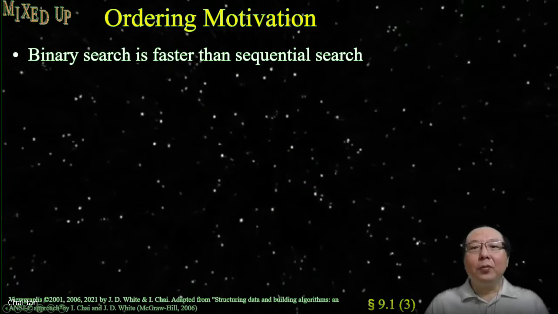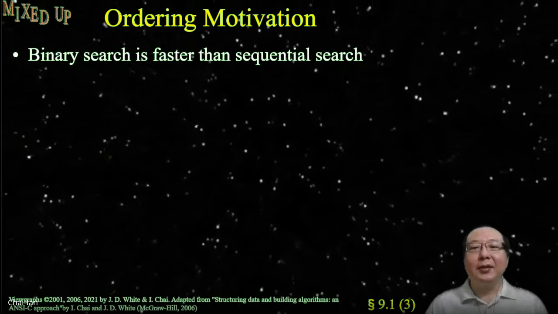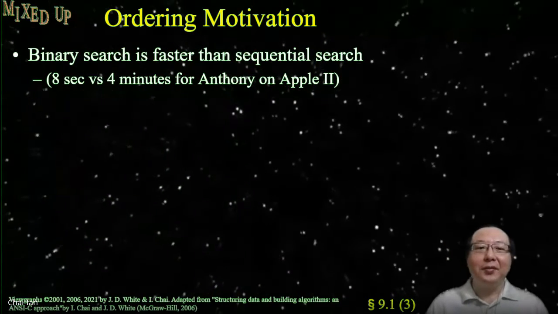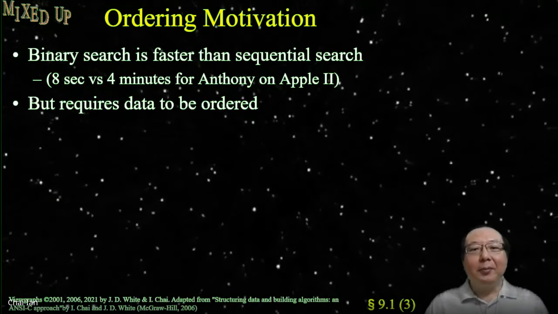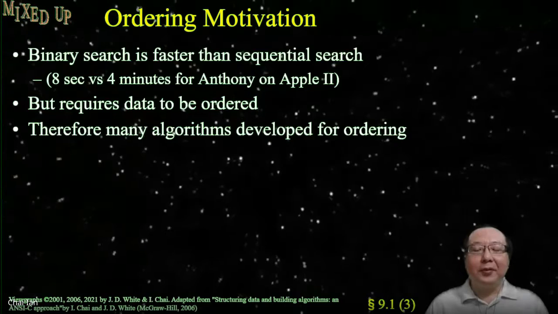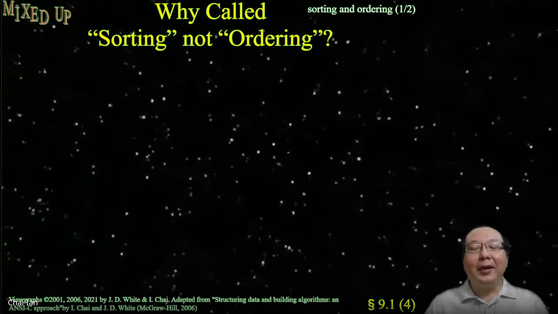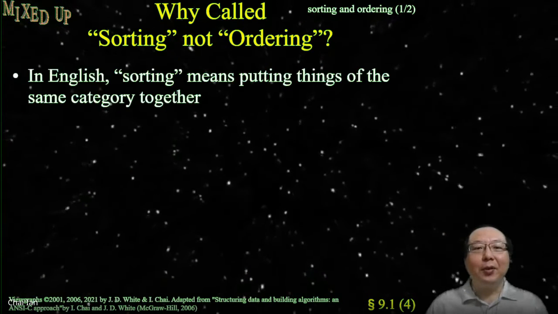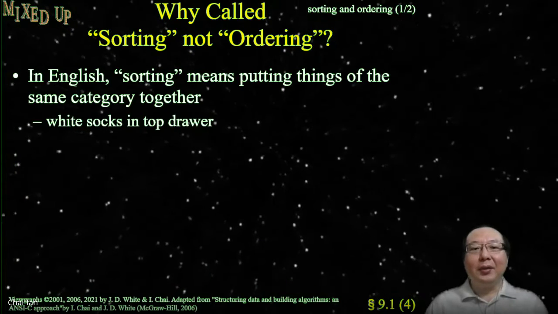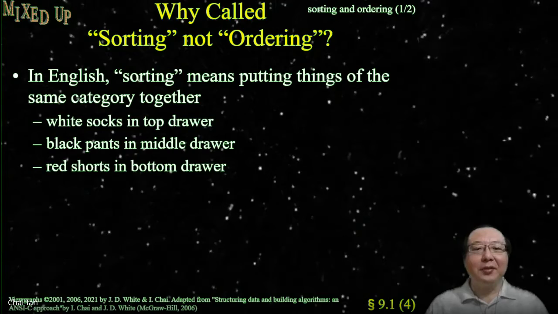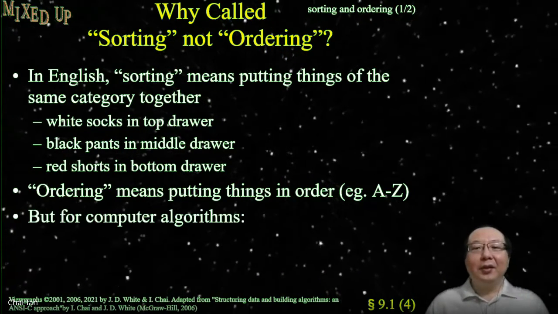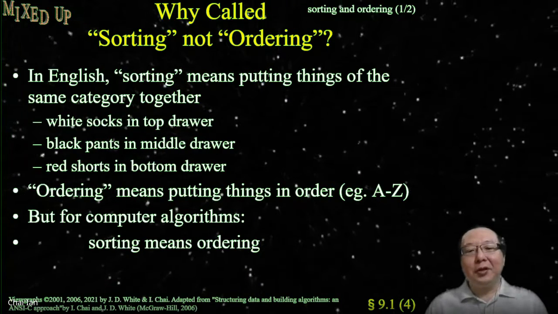We have seen earlier that binary search is faster than sequential search. For example, on my friend Anthony's Apple II, it would take 8 seconds versus 4 minutes to search through all that data, but it requires that the data be ordered. Therefore, there are many algorithms developed for ordering. You might be wondering why we call ordering sorting. In computer science, we always say sorting when we mean ordering. But in English, sorting means putting things of the same category together, like white socks in the top drawer, black pants in the middle drawer, and red socks in the bottom drawer, whereas ordering means putting things in a particular order, like A to Z.